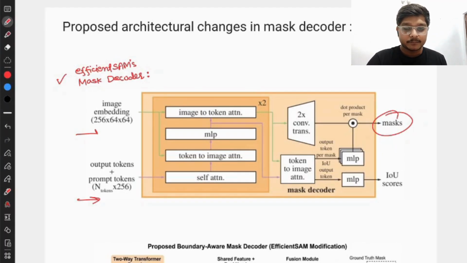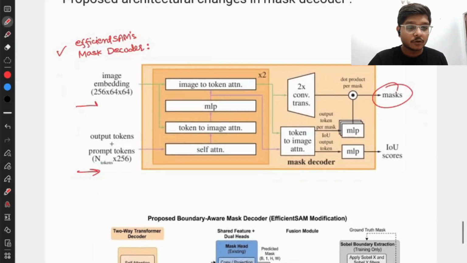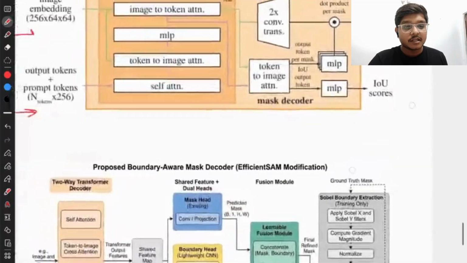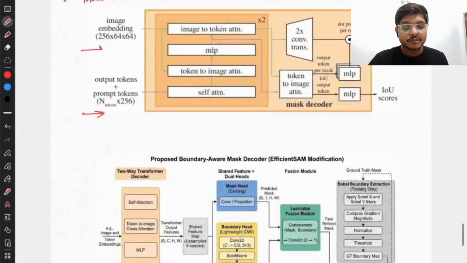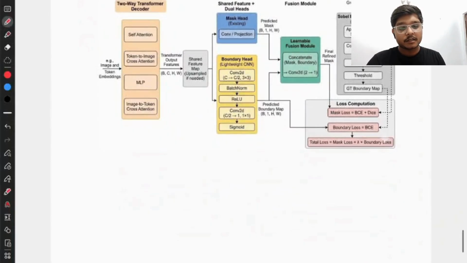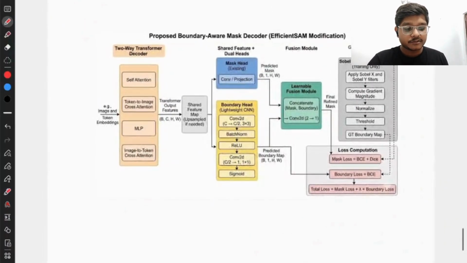Image and prompt embeddings pass through a two-way transformer incorporating self-attention and cross-attention to create an output token. This token is then simply dot multiplied with an upsampled image embedding to produce the final mask. While efficient, this design often lacks spatial edge awareness in the final mask. Okay, so in our innovation, the proposed boundary aware decoder, let's see how it works. First we have a shared dual head feature map.